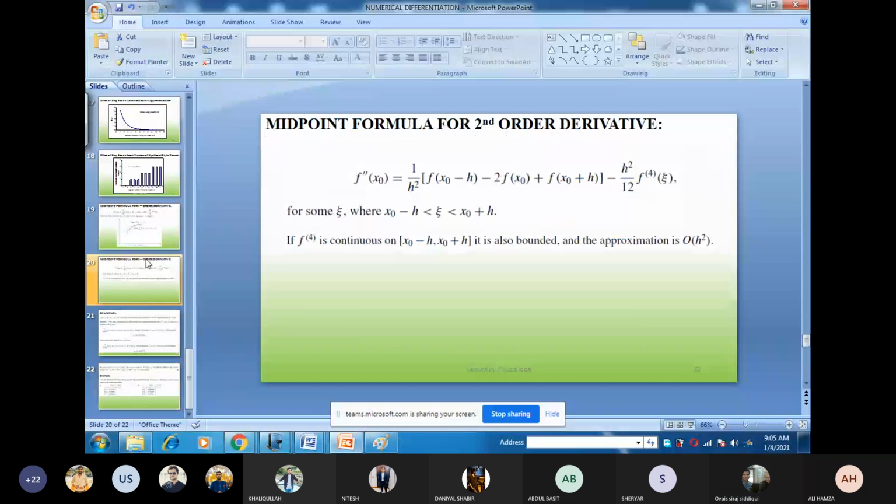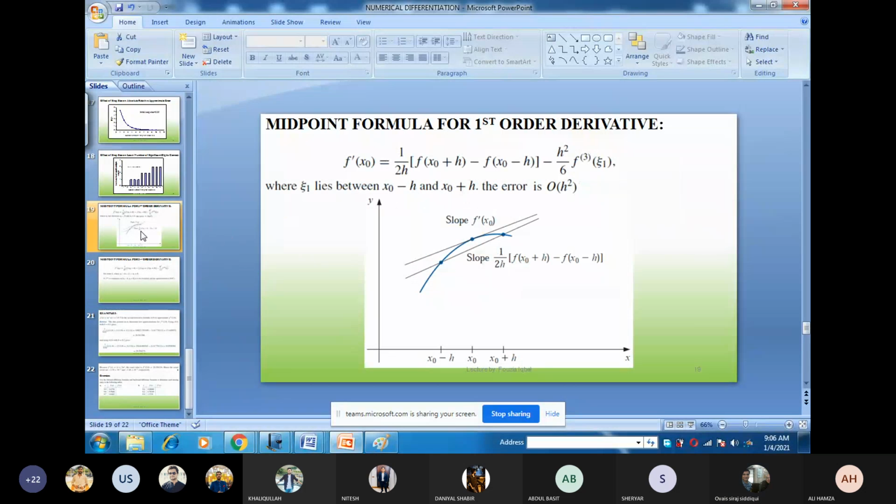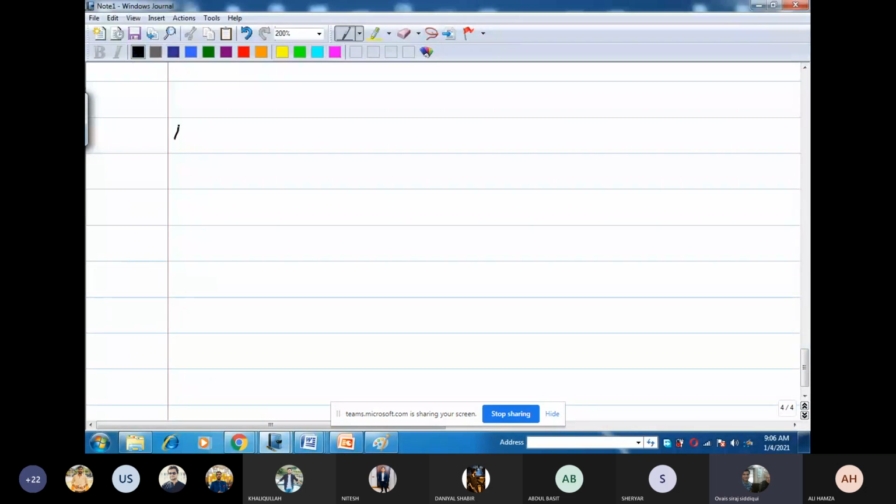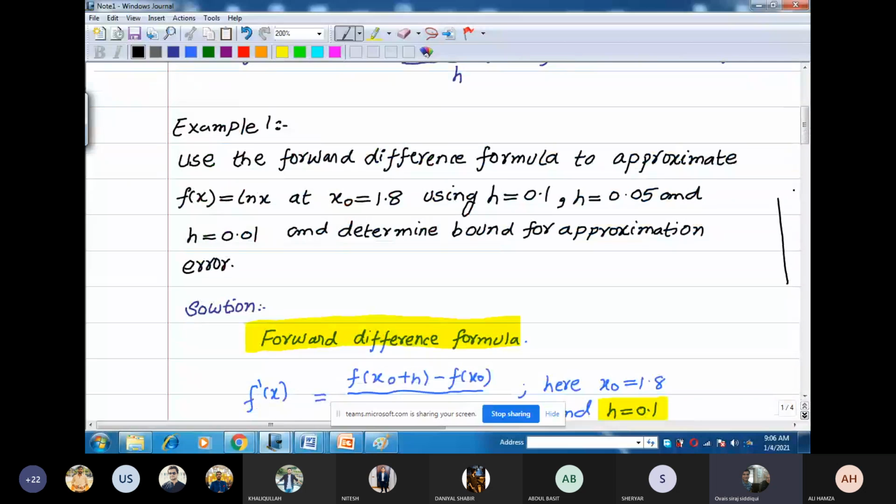Now moving further for second order derivative. This is called the central difference formula for first order. We did forward; now there is also central difference. So let's move ahead towards central difference. We discussed the forward divided difference formulation.